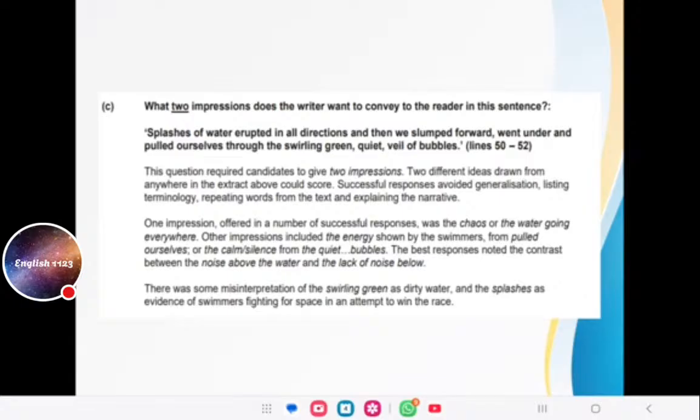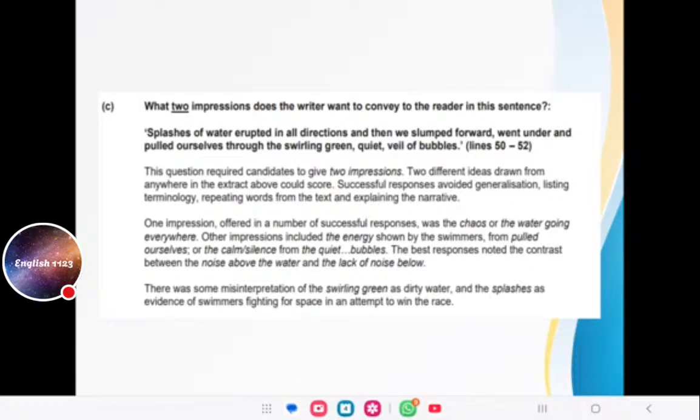So these were the best responses, noted the contrast between the noise above water and lack of noise below. I think I remember there were a number of students, when you attempted this in one of your long assessments, who wrote this comparison, that life under the sea was quiet, in contrast to the activity above, it was calm. So you can definitely find such impressions. The best responses noted the contrast between noise above water and the lack of noise below.